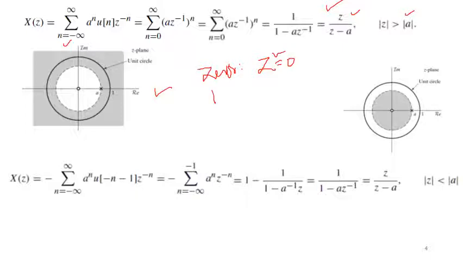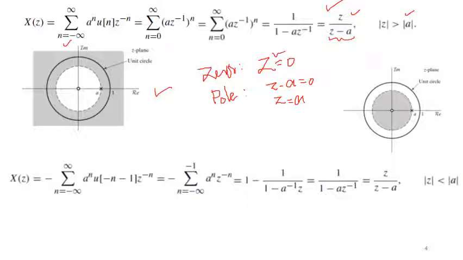Okay, and how many poles do we have? We have only one pole, and the location of the pole is, by definition, the roots of the denominator polynomial. That means the point where z minus a equals 0, so z equals a. When z equals a, the denominator results in 0, and this divided by 0 results in infinity. That's the definition of the pole. Okay, so we have a pole.